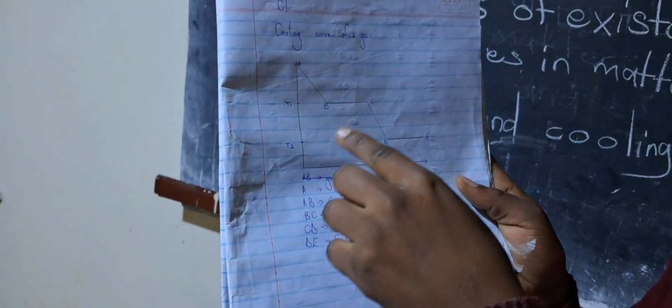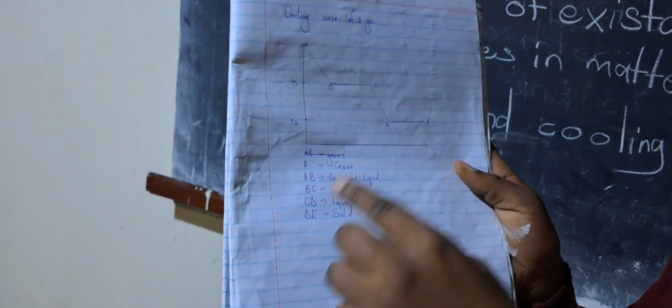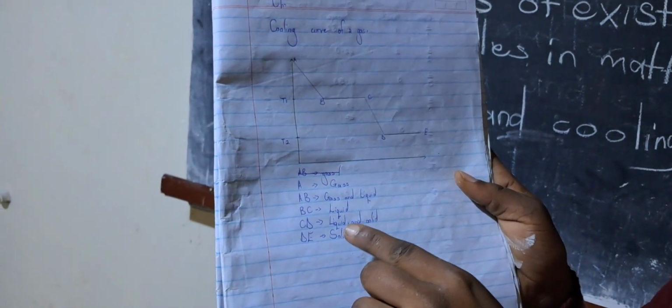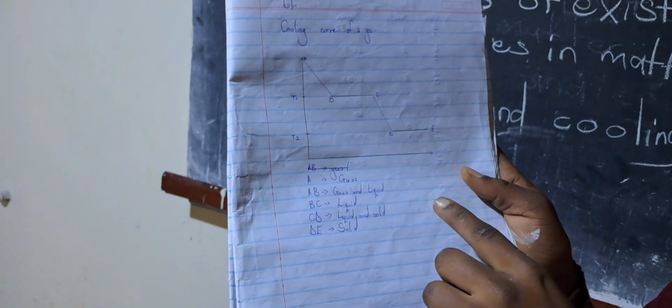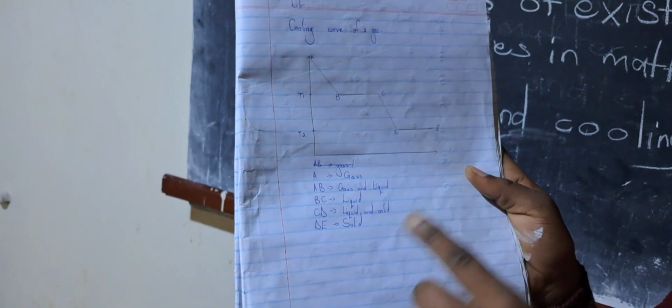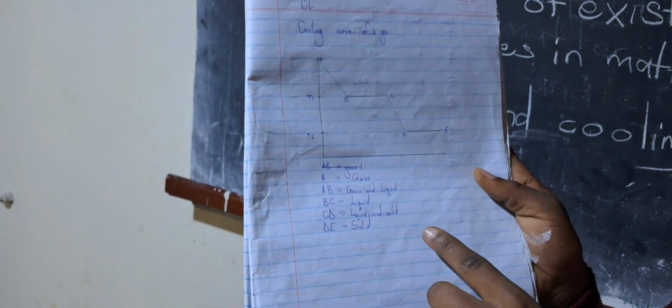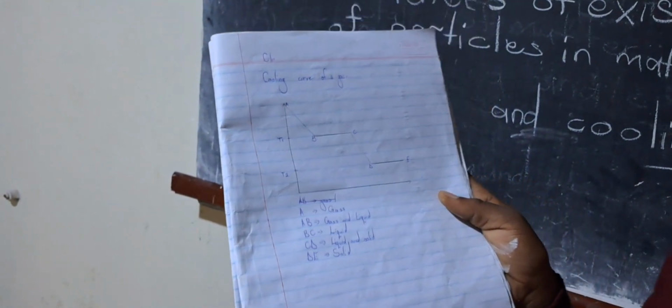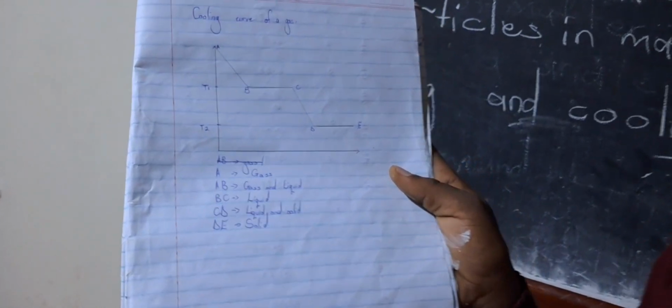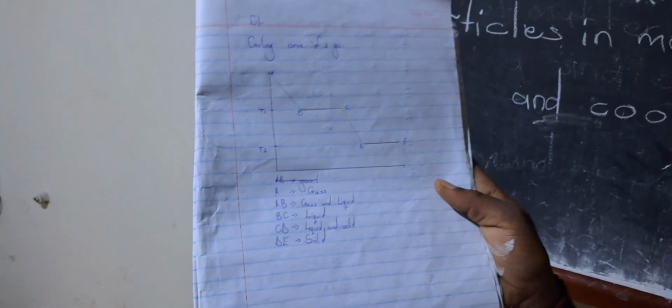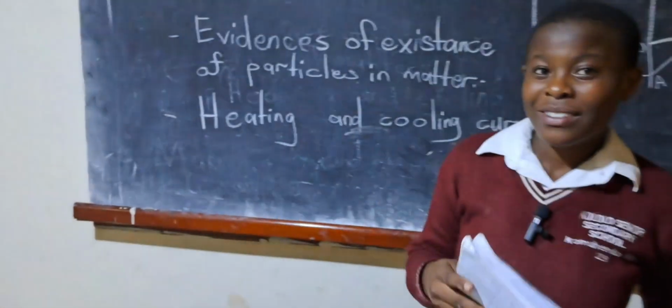Now, on line BC, we get to know that the state of matter existing is liquid. Line CD, we get to know that the state of matter existing is liquid and solid. And then lastly, line DE, we get to know that the state of matter existing is solid.